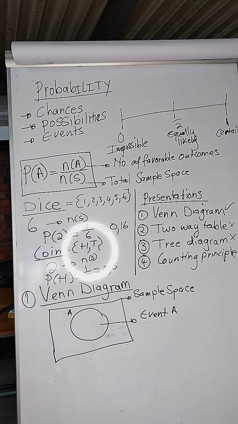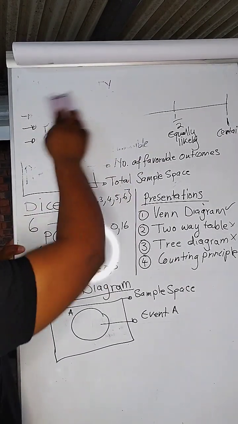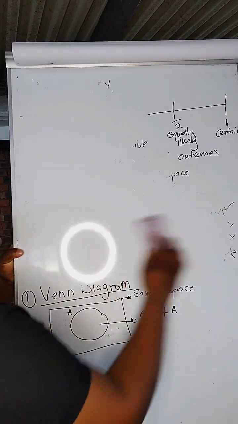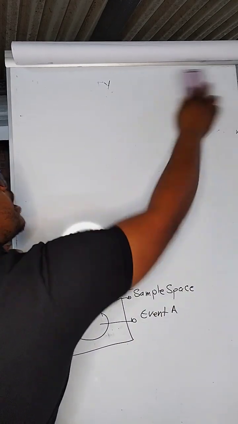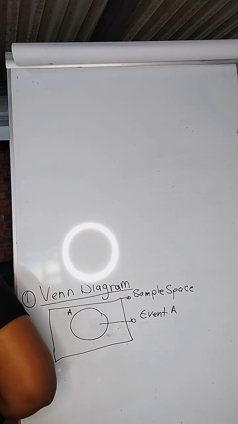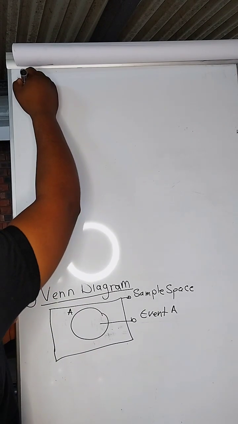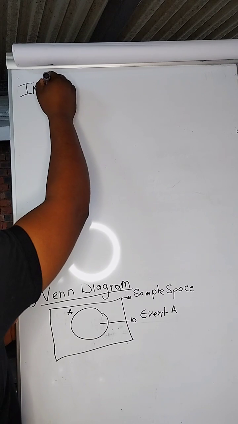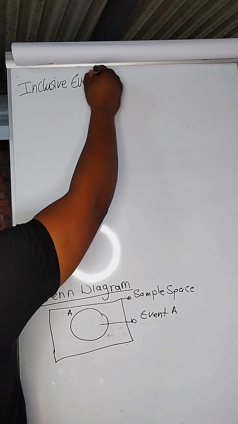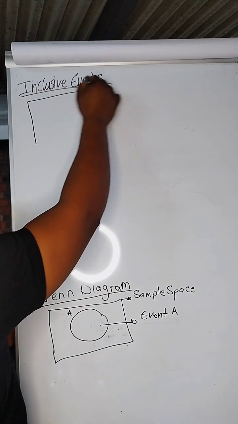Now let's check. If I want to speak more about the Venn diagram, I will wipe this off. I want to speak more about the Venn diagram. Now a Venn diagram represents probability very well. That's why our examiners like it very well. Number 1, we will have inclusive events. Inclusive events.